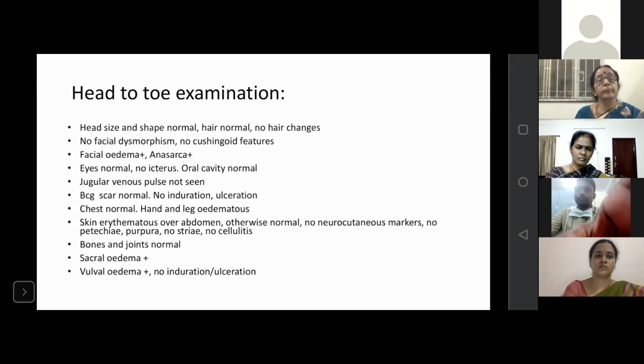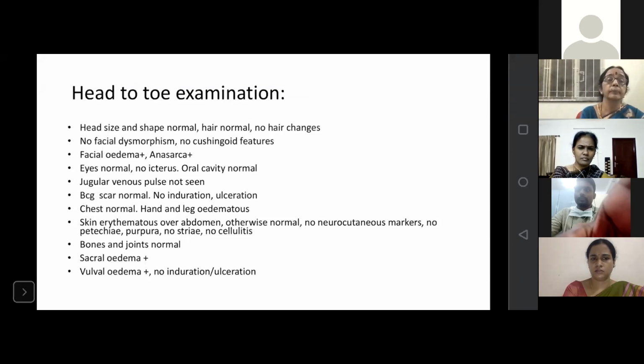Head to toe examination: her head size and shape were normal. There were no hair changes. Hair looked normal. There was no facial dysmorphism or Cushingoid features, which I was expecting and was worried about. There was facial edema. Anasarca was present.